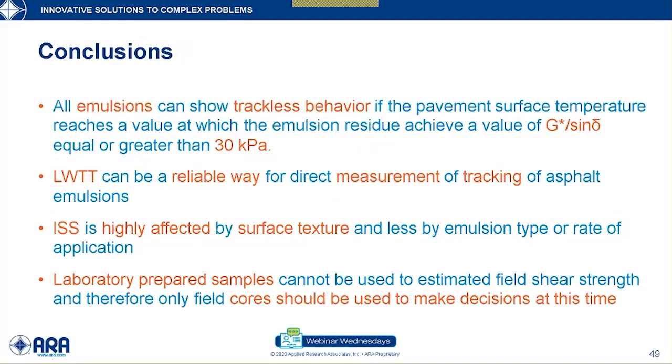And the conclusion of this whole webinar: all emulsions can show trackless behavior in the field if we can ensure a minimum value of G* over sine delta, and for this limited study, it's 30 kilopascal or greater. The newly proposed loaded wheel tracking test can be a very reliable way of direct measurement of tracking of asphalt emulsion. The interlayer shear strength or bond strength of asphalt emulsion is highly affected by surface texture and less by emulsion type or rate of application.